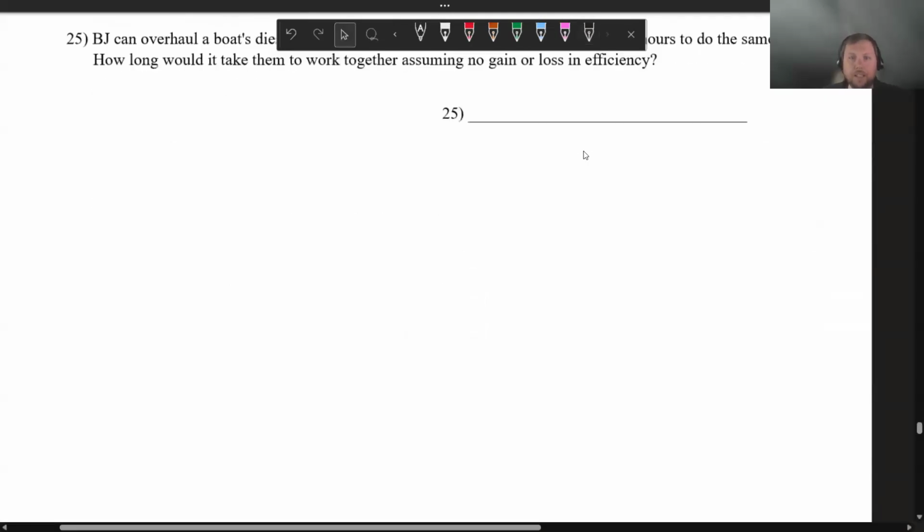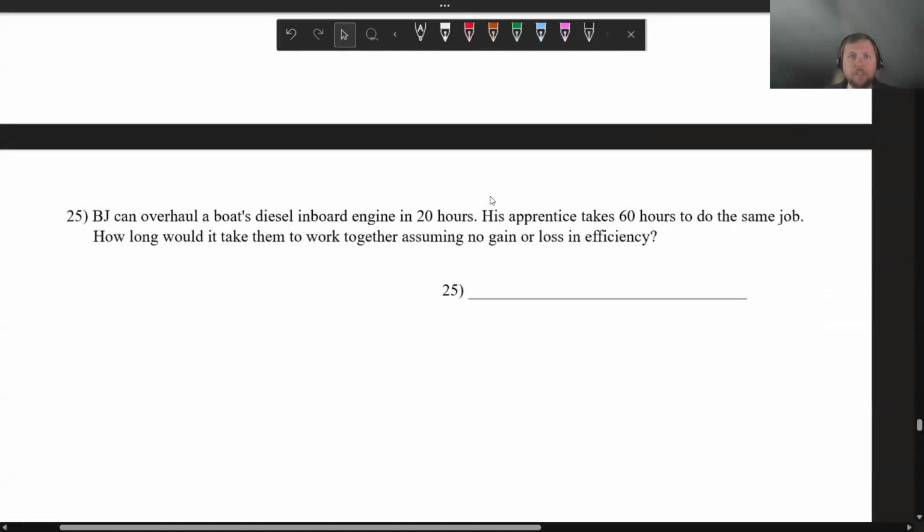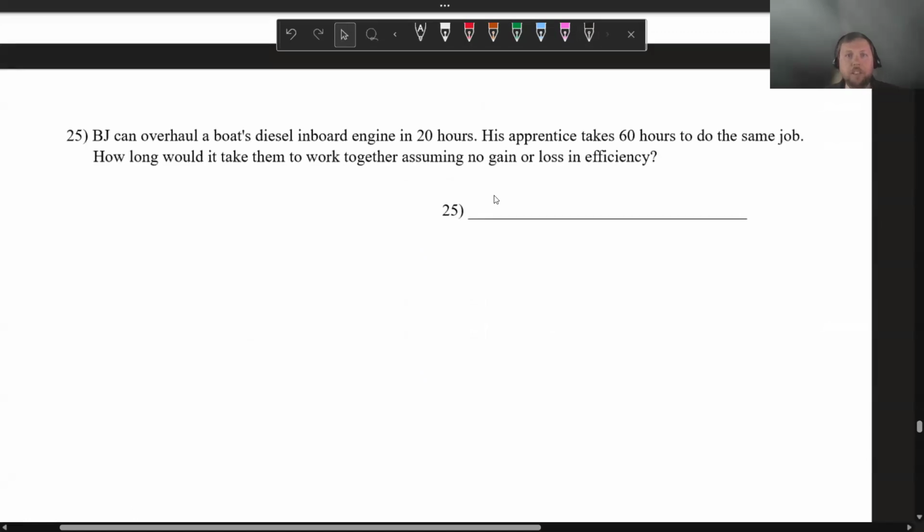Okay. And then I think I have just the one more here. BJ can overhaul a boat's diesel engine in 20 hours. His apprentice takes 60 hours to do the same job. How long would it take them to work together, assuming no gain or loss in efficiency? So this is a related rates problem. So BJ, his apprentice, and together.